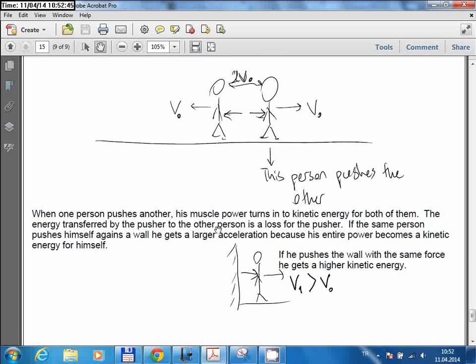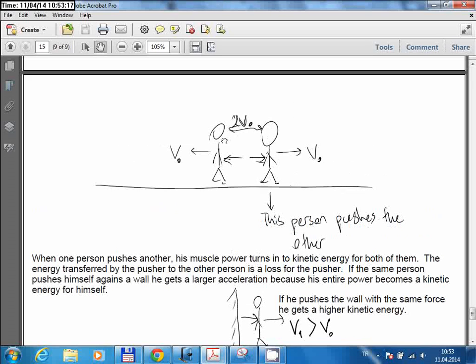So if we start here, there's a person here, and the person pushes himself against a wall. Okay, so this is a wall, and since the wall is stationary, it's fixed, as he pushes himself, he starts moving in the opposite direction, and assuming that there's no friction on the wall, he's just skating on ice. So he will gain some speed, right? So here you can say that all his energy turns into useful kinetic energy for this person.